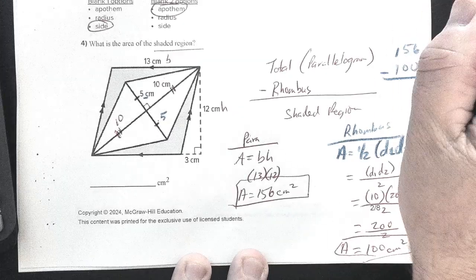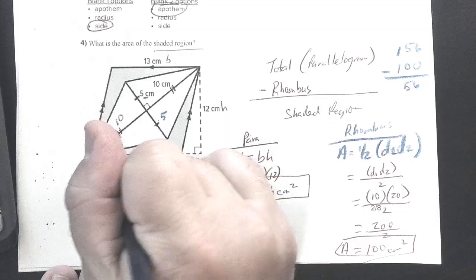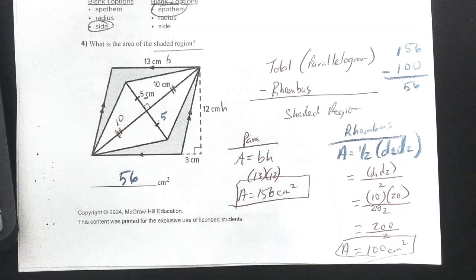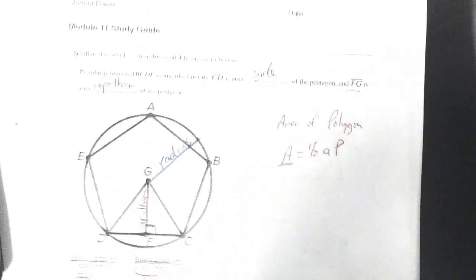So 156 minus 100 is 56, and that's centimeters squared. All right, flip it over.